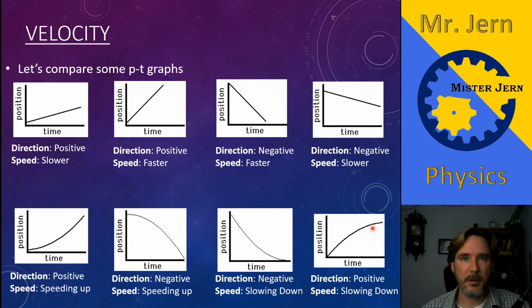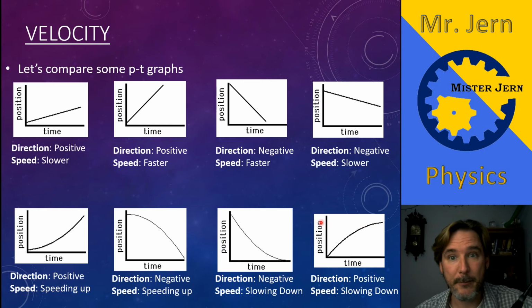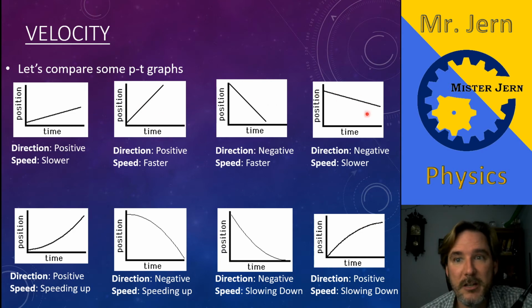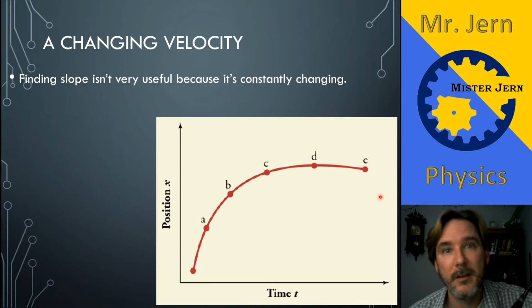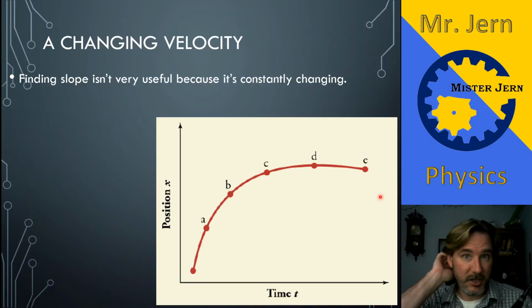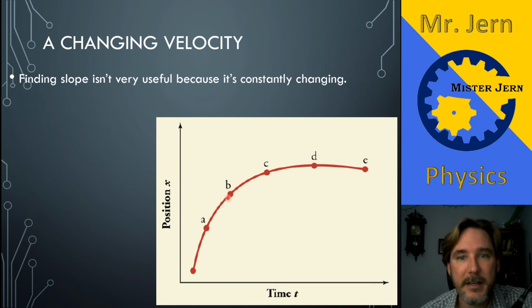So those are your position-time graphs when it comes to velocity. In the top four, there's no change. It's constant velocity, uniform motion. In these bottom four, something's happening. It's speeding up or slowing down. So we need to address that, because now let's look a little bit closer at this slope here. We have a changing velocity. Now finding slope isn't very useful because the slope is constantly changing. In this case, it starts out pretty steep and it ends out pretty shallow. So finding slope is pointless.